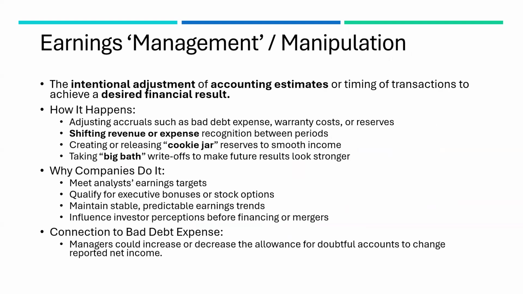And then since we have a little bit of extra time in this chapter, I just want to go over this fun thing called earnings management. It basically is fraud, but it is a way that businesses sometimes manipulate their earnings. It's the intentional adjustment of accounting estimates or timing of transactions to achieve a desired financial result.